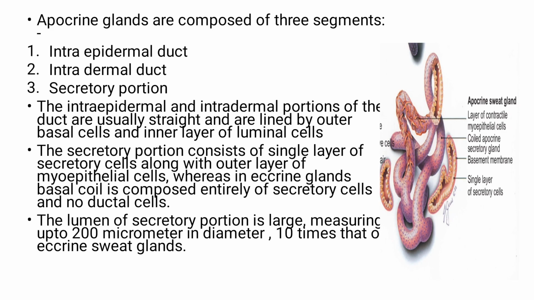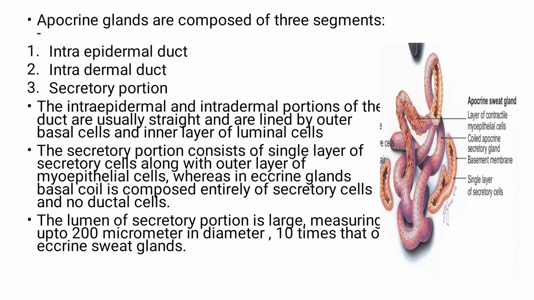Apocrine glands are composed mainly of three segments. These are the intraepidermal duct, the intradermal duct and the secretory portion. Intraepidermal and intradermal portions of the duct are usually straight and are lined by outer basal cells and inner luminal cells. The secretory portion consists of a single layer. This is the picture showing the secretory cells consisting of a single layer of secretory cells, whereas in eccrine glands only the secretory portion is present, and no ductal cells are seen in the secretory portion of eccrine glands.